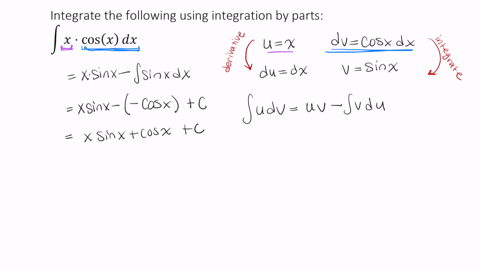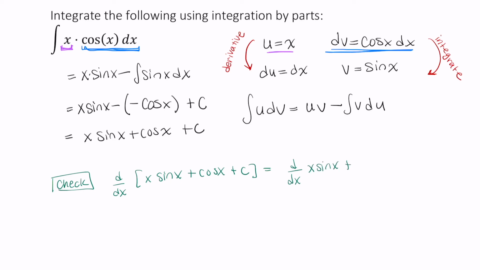And then you can check your work. To check your work, let's find the derivative with respect to x of x sine x plus cosine x plus c. This is equal to the derivative with respect to x of x sine x plus the derivative with respect to x of cosine x plus the derivative with respect to x of the constant c. For this first term, we apply the product rule. So this is 1 times sine x plus x times cosine x. For this second term, we can just notice that the derivative of cosine x is negative sine x. So this is minus sine x plus 0.